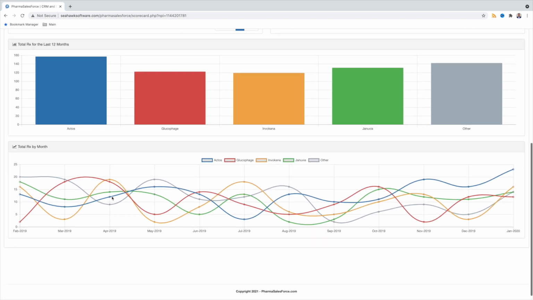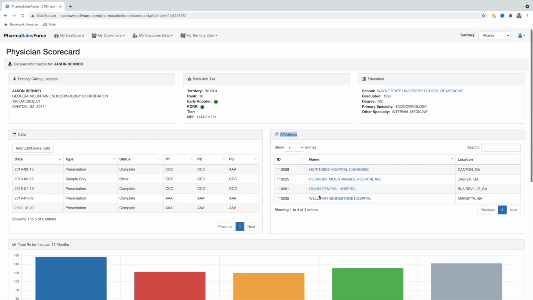Well, this is 12 months. This is month over month. And again, this is very, very similar to other CRM tools you're going to see out there.